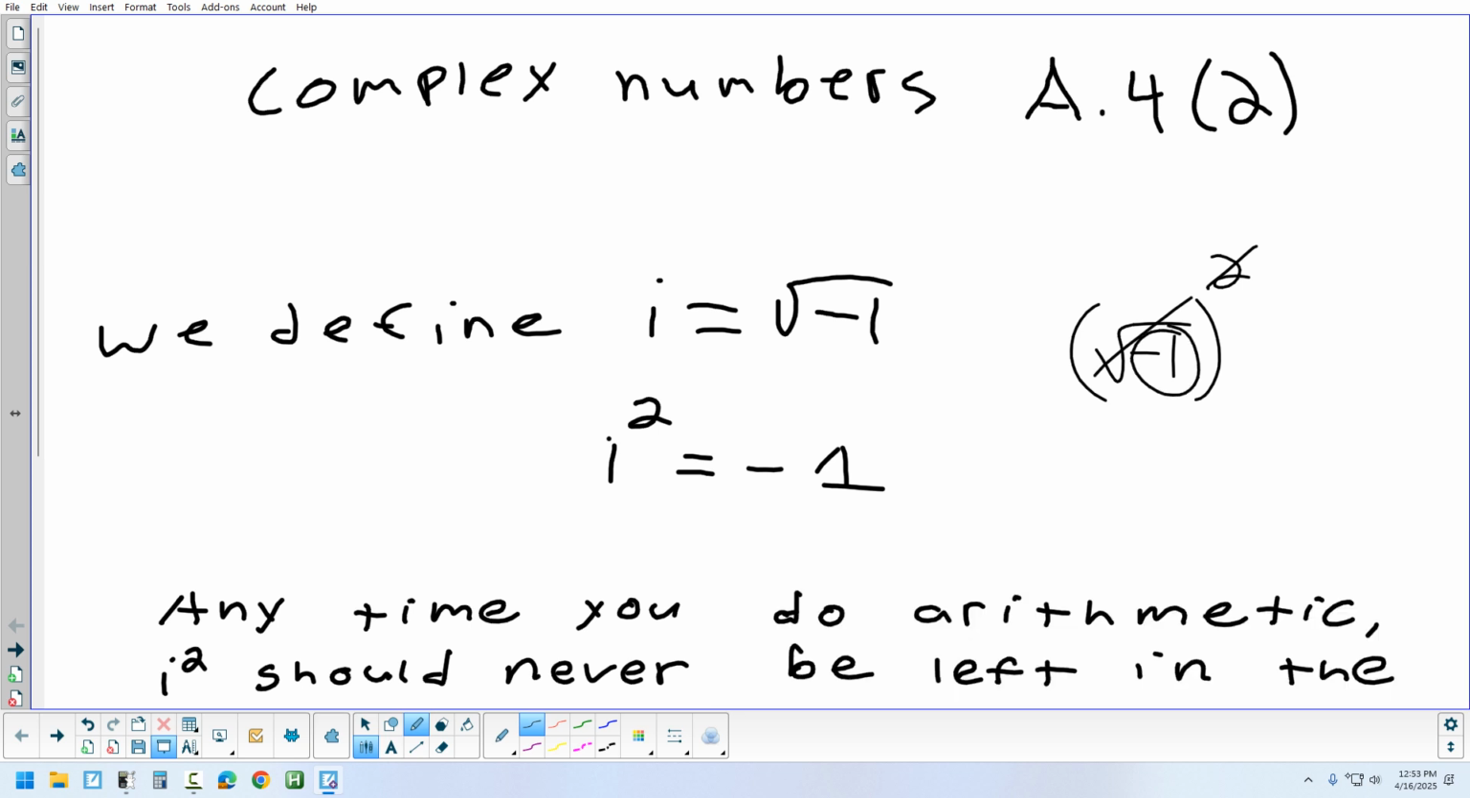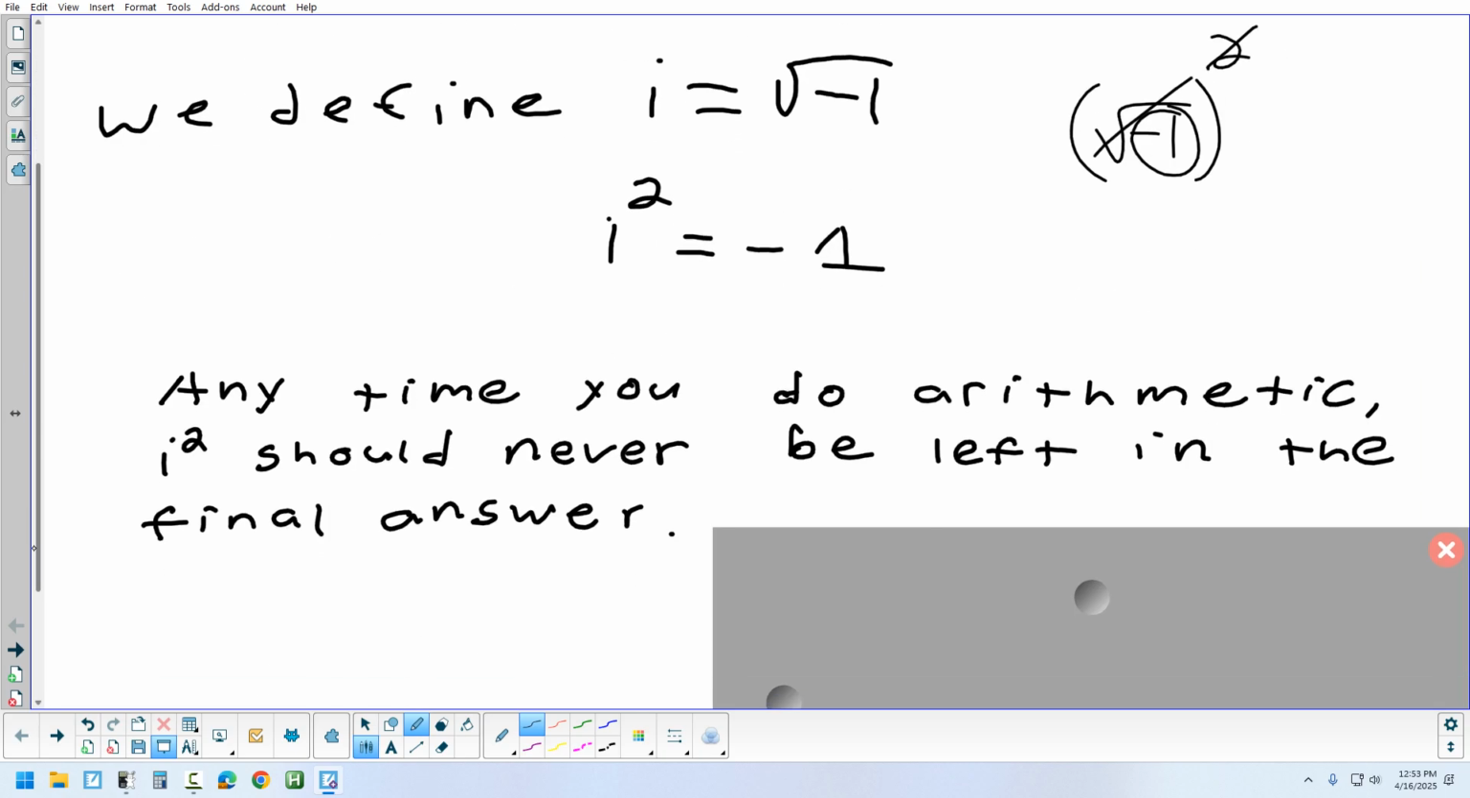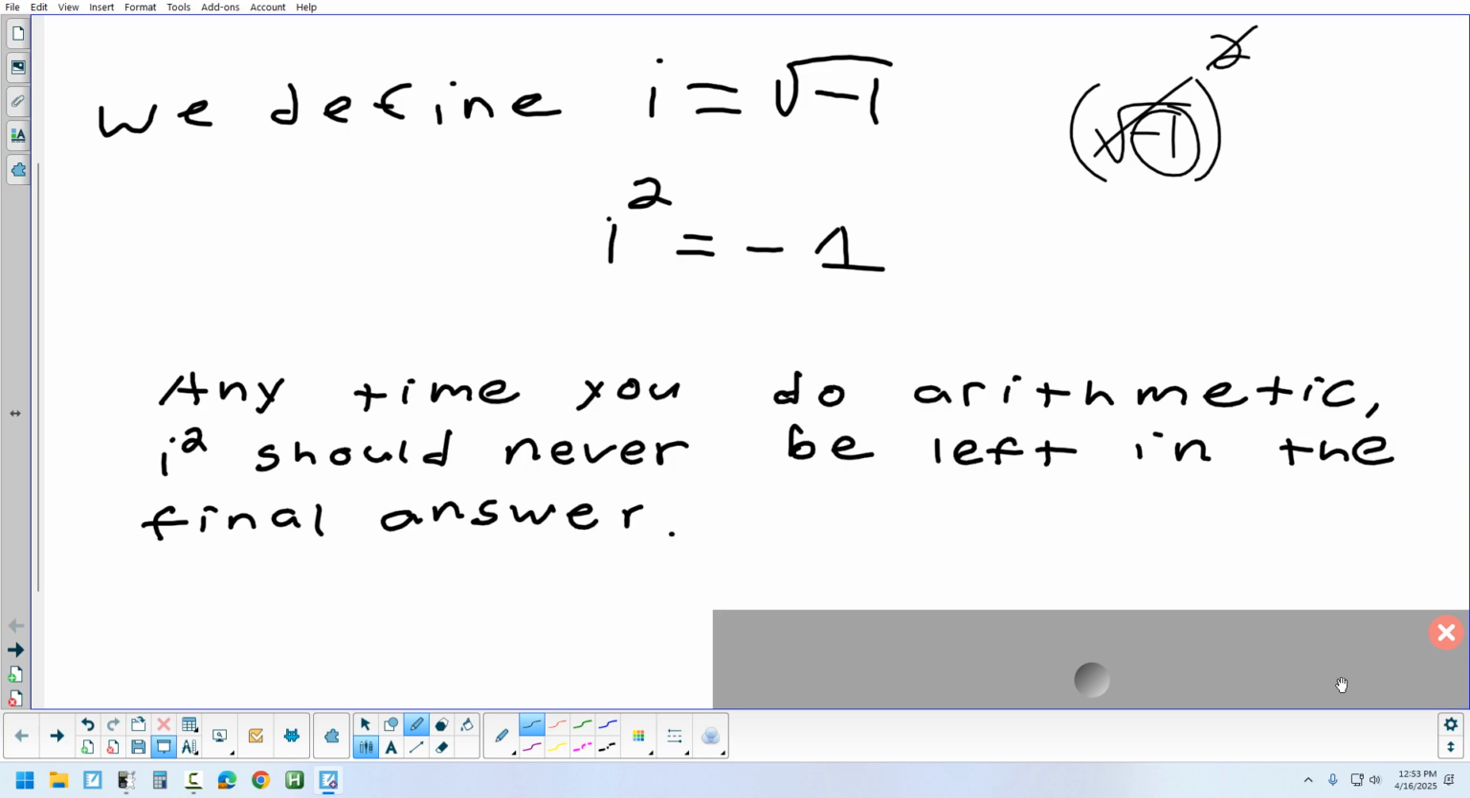So that means anytime we do an arithmetic problem, i squared should never be left in the final answer. If there is a multiple choice question, and it has i squared in the final answer, and you pick it, you are wrong. So i squared is never in the final answer. You always change i squared to negative 1, and usually once you change it to a negative 1, then you can combine it with something else.